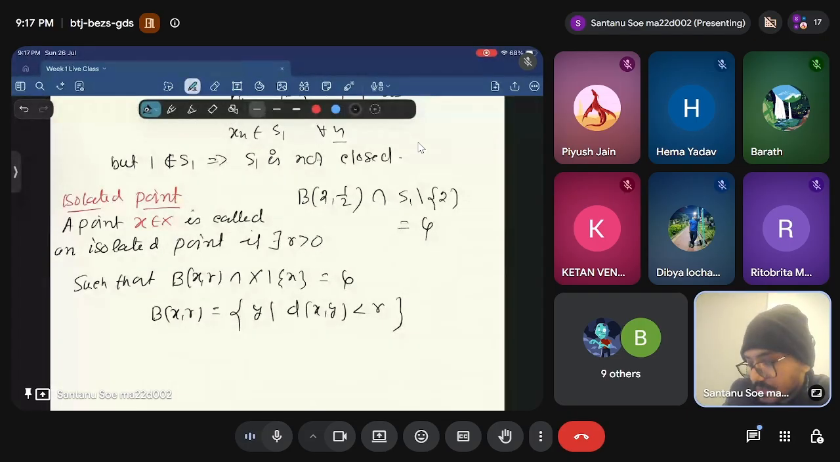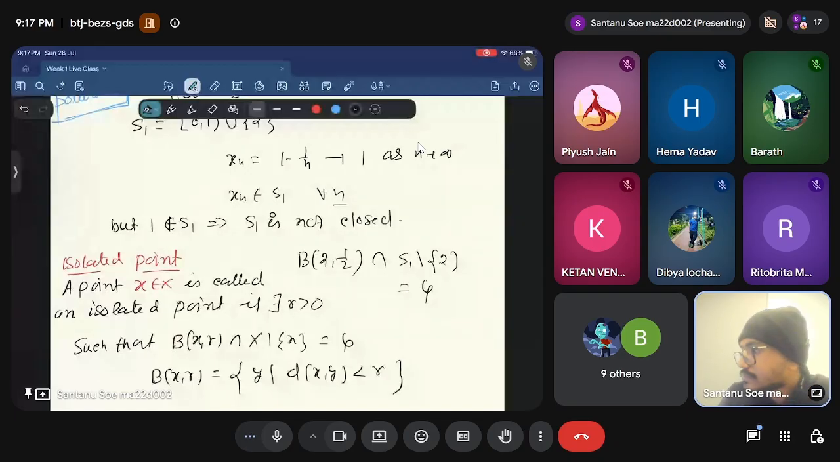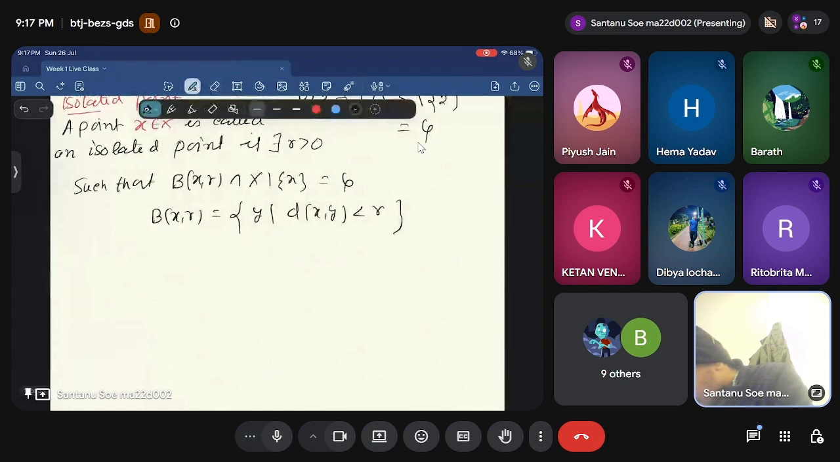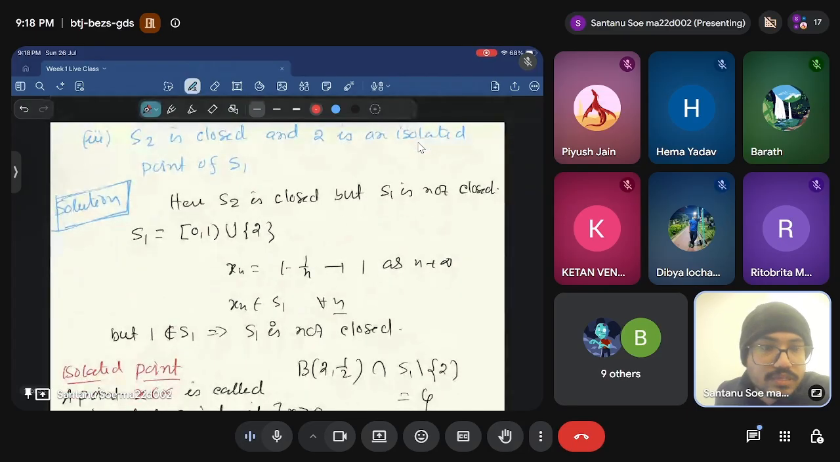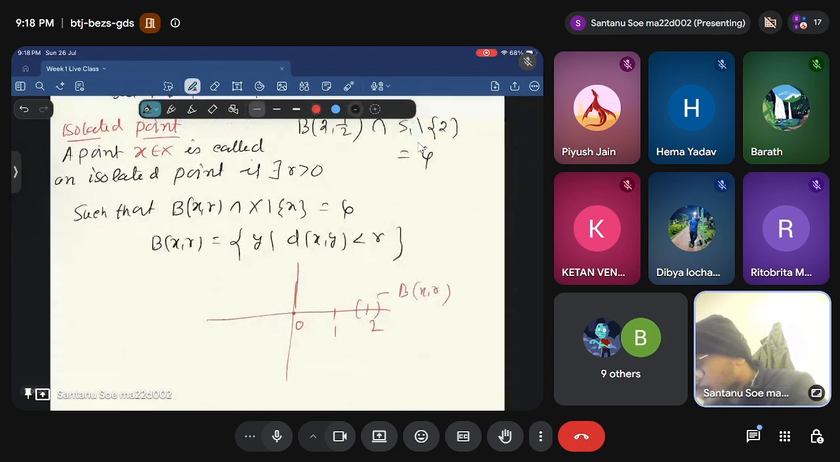Now here you can see that we have found a ball B(2, 1/2), let's say, and intersection S1 minus 2 is empty. It doesn't have any point, right? Because you choose a small interval. See, this is the closed interval 0 1. So this is the point 0, this is the point 1, and this is 2, and there are a lot of gaps. You can choose this interval, let's say this is our B(x, r). So 2 is completely isolated from the set. Correct. So that's why 2 is an isolated point for both S1 and S2. Is it clear for everyone? The definition.